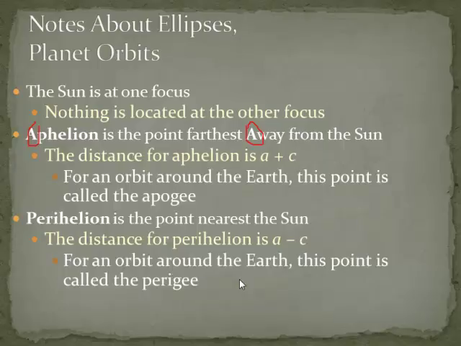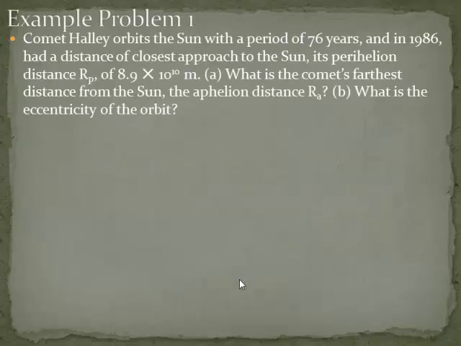Okay, let's do a couple of sample problems. First, we have Comet Halley orbiting the sun with a period of 76 years. In 1986, it had a distance of closest approach to the sun, and its perihelion was a distance of 8.9 times 10 to the 10 meters. So we want to find the comet's farthest distance from the sun, the aphelion, and we also want to find the eccentricity of the orbit.